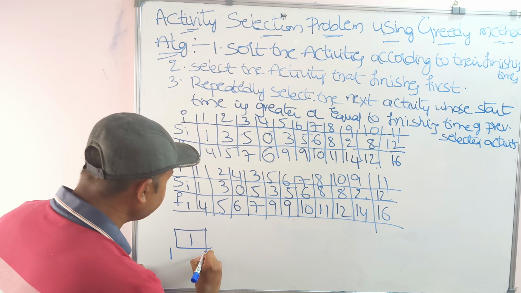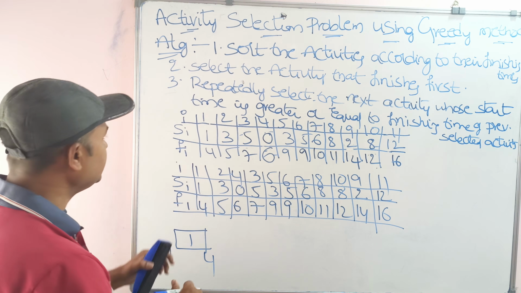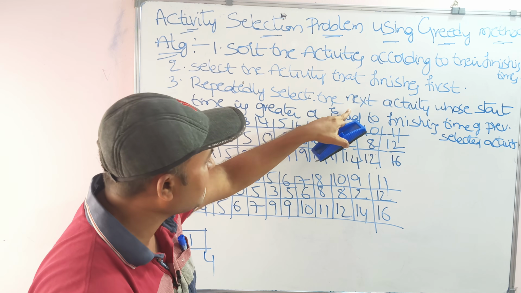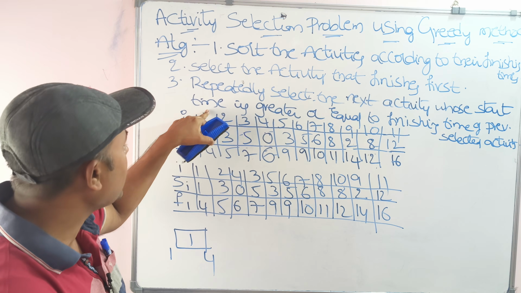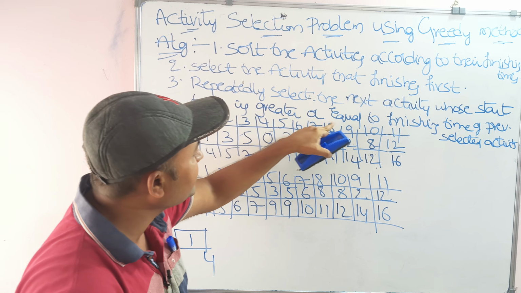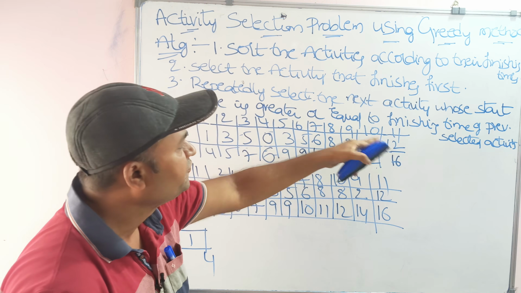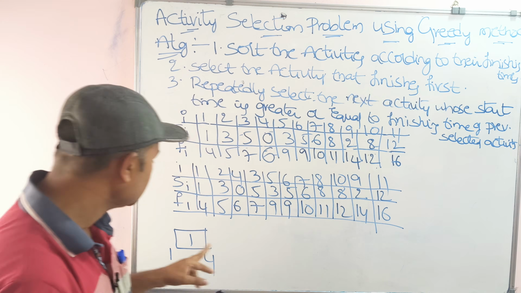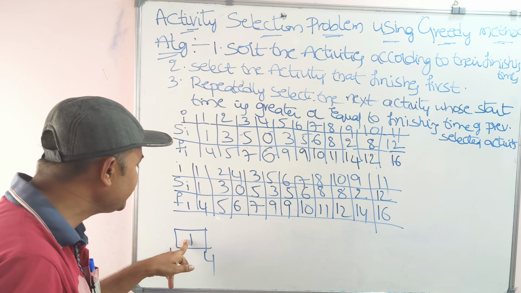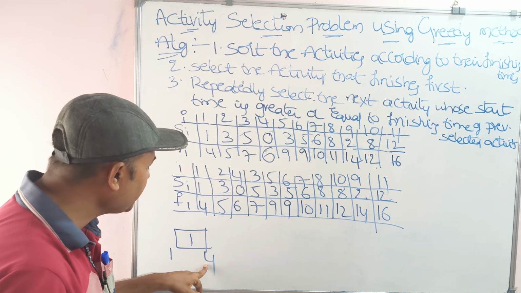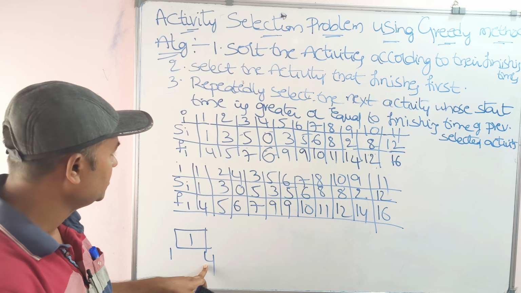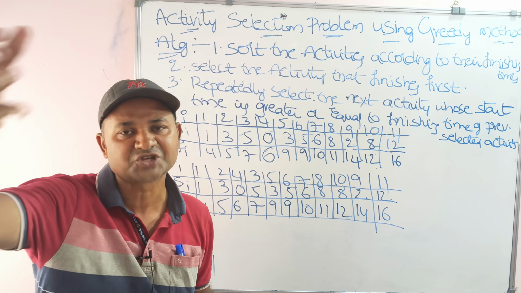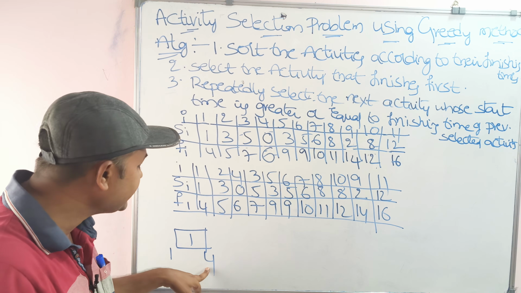1. Finishing time 4. Next, third step, repeatedly select the next activity whose start time is greater or equal to the finishing time of the previously selected activity. So here the previously selected activity is 1. So 1 finishing time is 4. So the next selected activity, starting time must be greater than this 4.